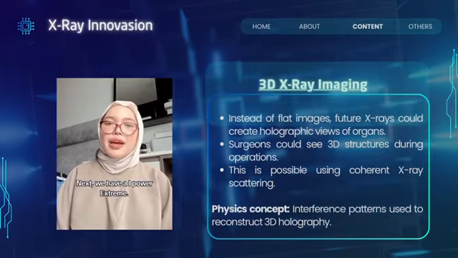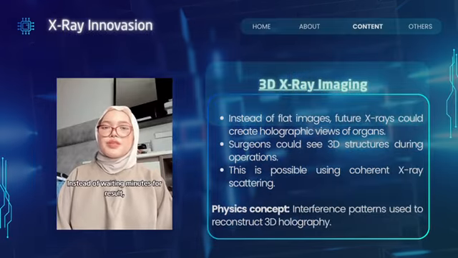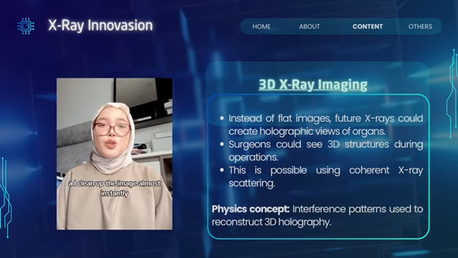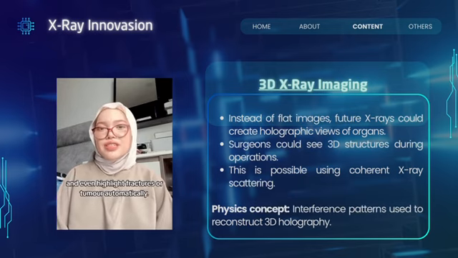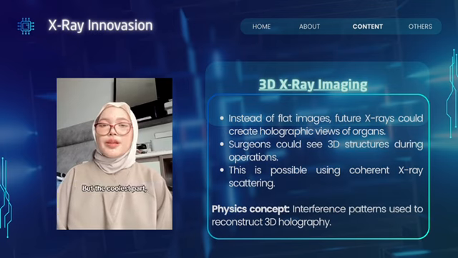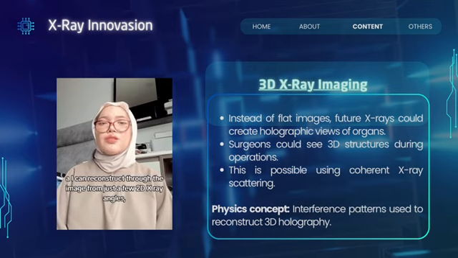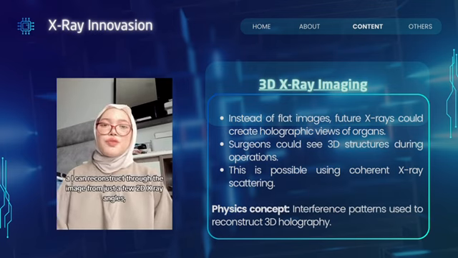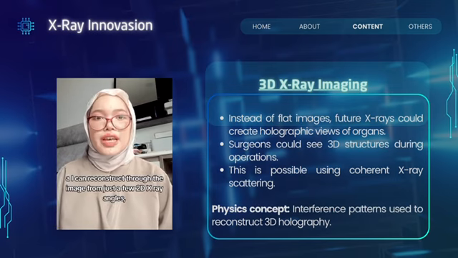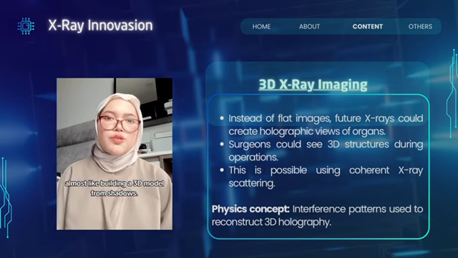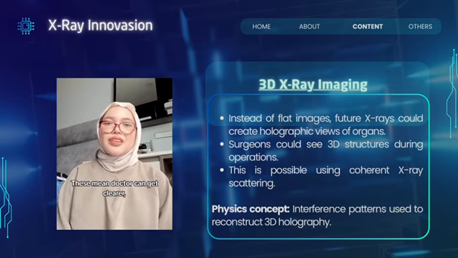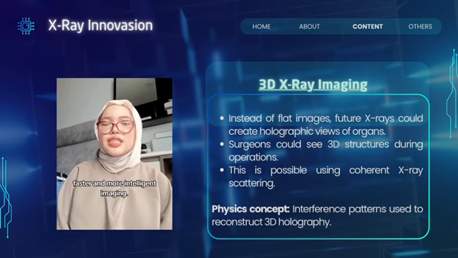Next, we have AI-powered X-ray. Instead of waiting minutes for results, AI cleans up the image almost instantly and even highlights fractures or tumors automatically. But the coolest part, AI can reconstruct a 3D image from just a few 2D X-ray angles, almost like building a 3D model from shadows. This means doctors can get clearer, faster, and more intelligent imaging.